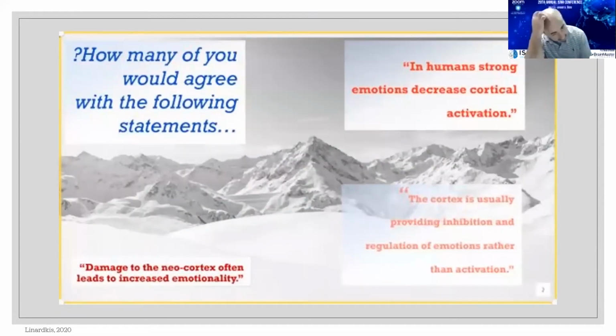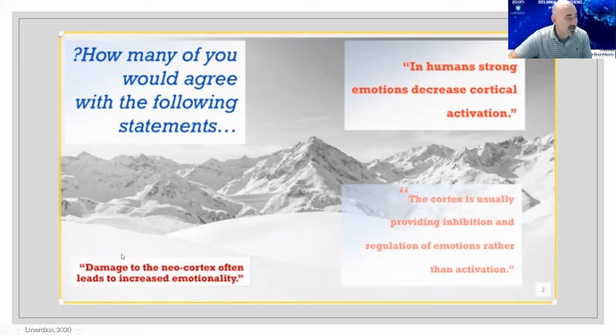And considering that the limbic system is considerably older than the cortex, what does this imply? How many of you would agree with the following statements? In human beings, strong emotions decrease cortical activation. Well, strong emotions generally come from the limbic system. And while this cortical model of the lobes of the brain is really attractive for us to play with, a lot of those strong emotions come from the limbic system. And it's really much of the function of the cortex to keep this in check.